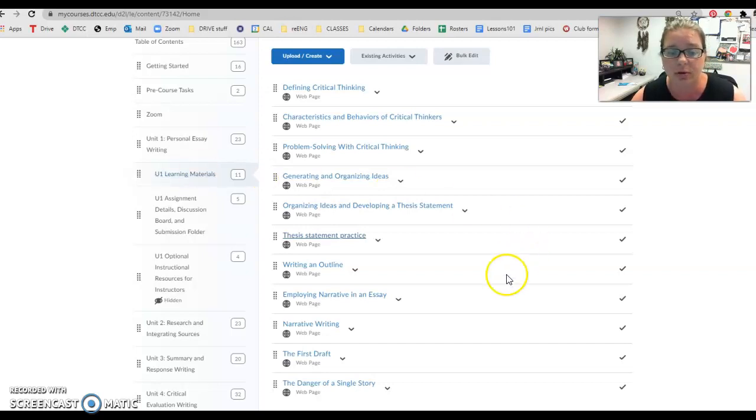As you move farther along, you absolutely will want to take a look at the writing and outline page, how to really make narrative work in an essay, and what to do when you get to the rough draft stage and how to write a good first draft.